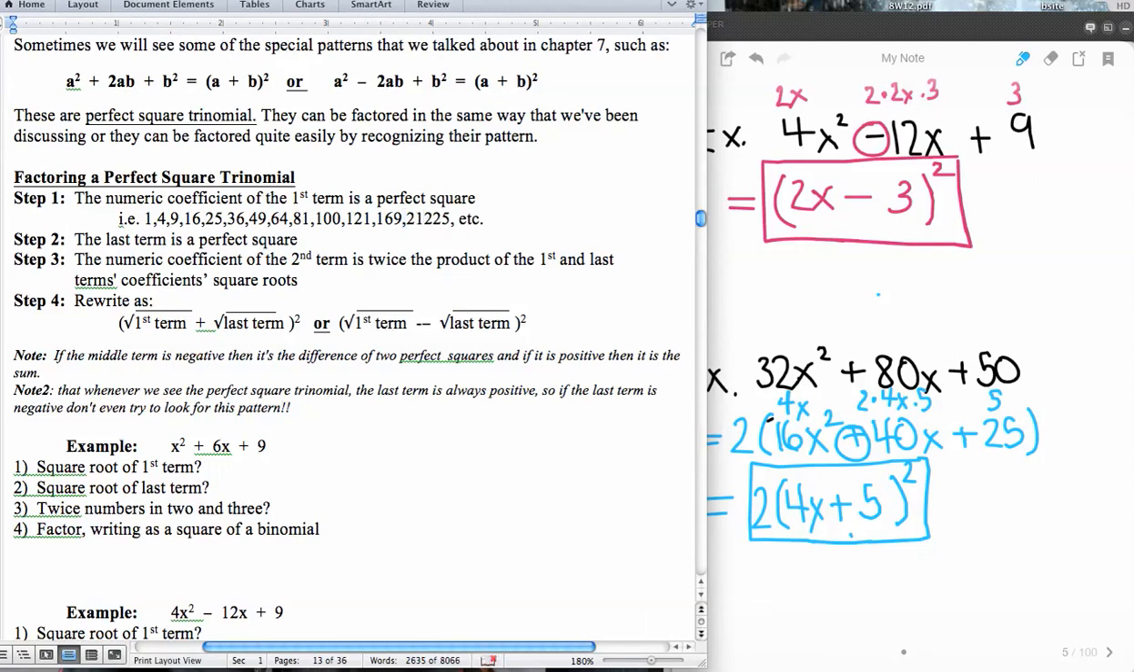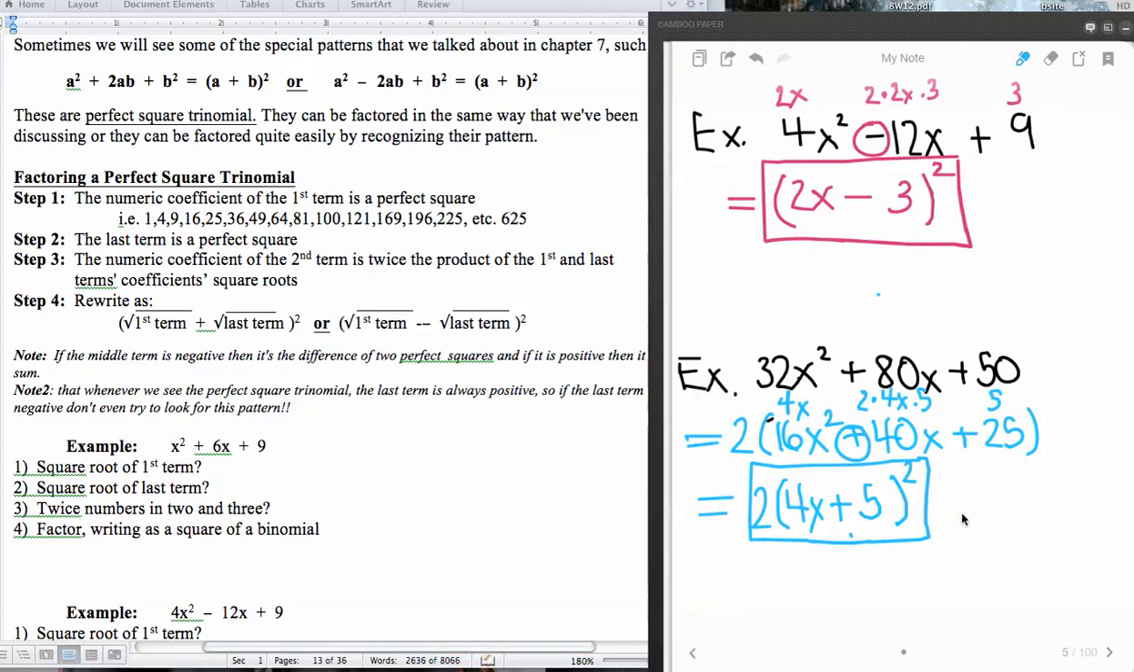196 as well, and 225, and then remember 25 squared, which is 625 as well. So those are the ones that I recommend that you memorize, and that way you'll be able to recognize perfect square trinomials. All right, we'll pick up with a new pattern in the next video.